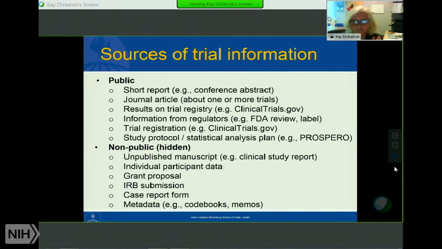Sorry, I have trial registration twice. I must have been thinking about WHO, that it's a register of registers. And you can actually look at study protocols and look at the analysis plan to see what was planned.